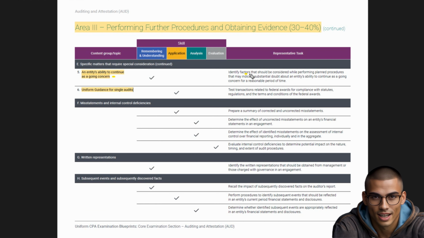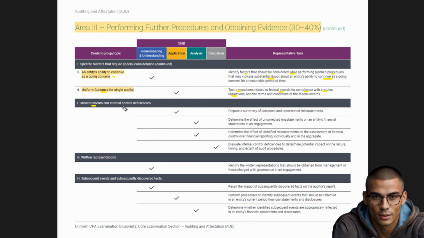Next, we have an entity's ability to continue as a going concern. Here, you'll need to identify factors that should be considered when performing planned procedures that may indicate substantial doubt about an entity's ability to continue as a going concern. Next, we have uniform guidance for single audits, where you'll need to be able to test transactions related to federal awards for compliance with statutes and regulations.